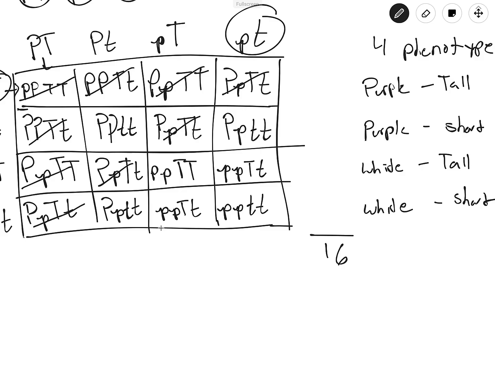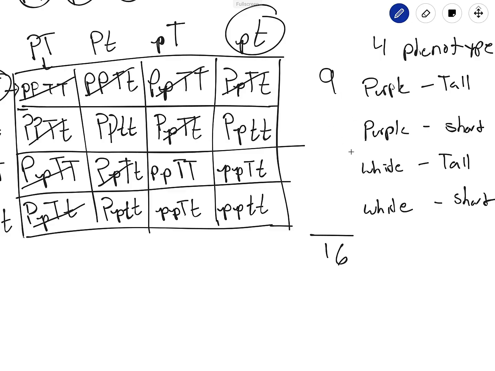Purple, tall. This one is not tall. This one is not purple, and this one is not purple. So you can see that I've crossed out all of the ones that are purple and tall. So now I can count them. 1, 2, 3, 4, 5, 6, 7, 8, 9. There should be 9 that have dominant phenotypes.